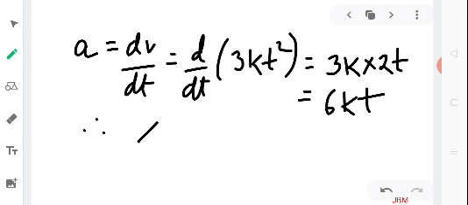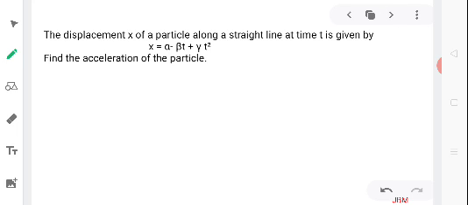Therefore acceleration is directly proportional to time. As 6k is constant, we can write that acceleration is directly proportional to time. Next question.